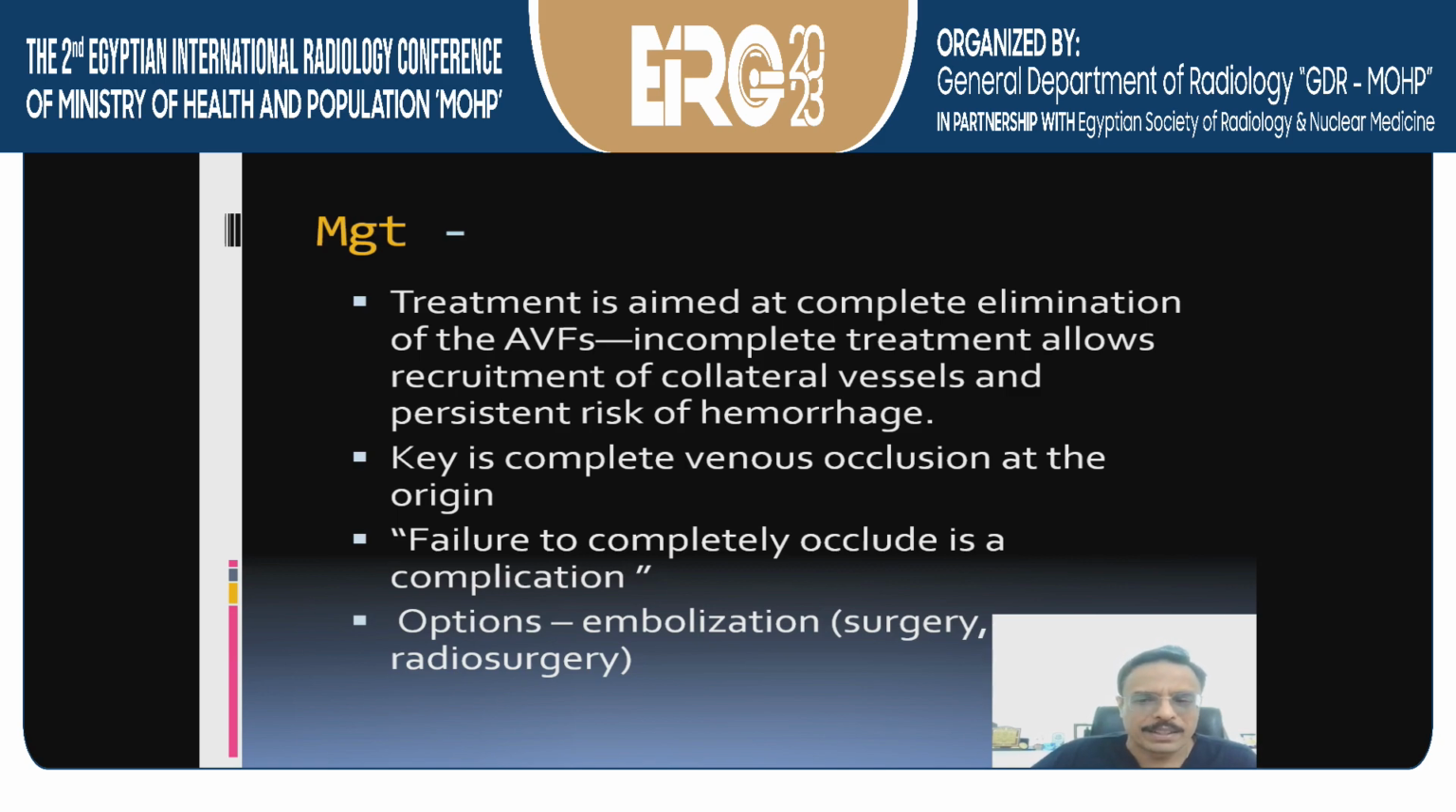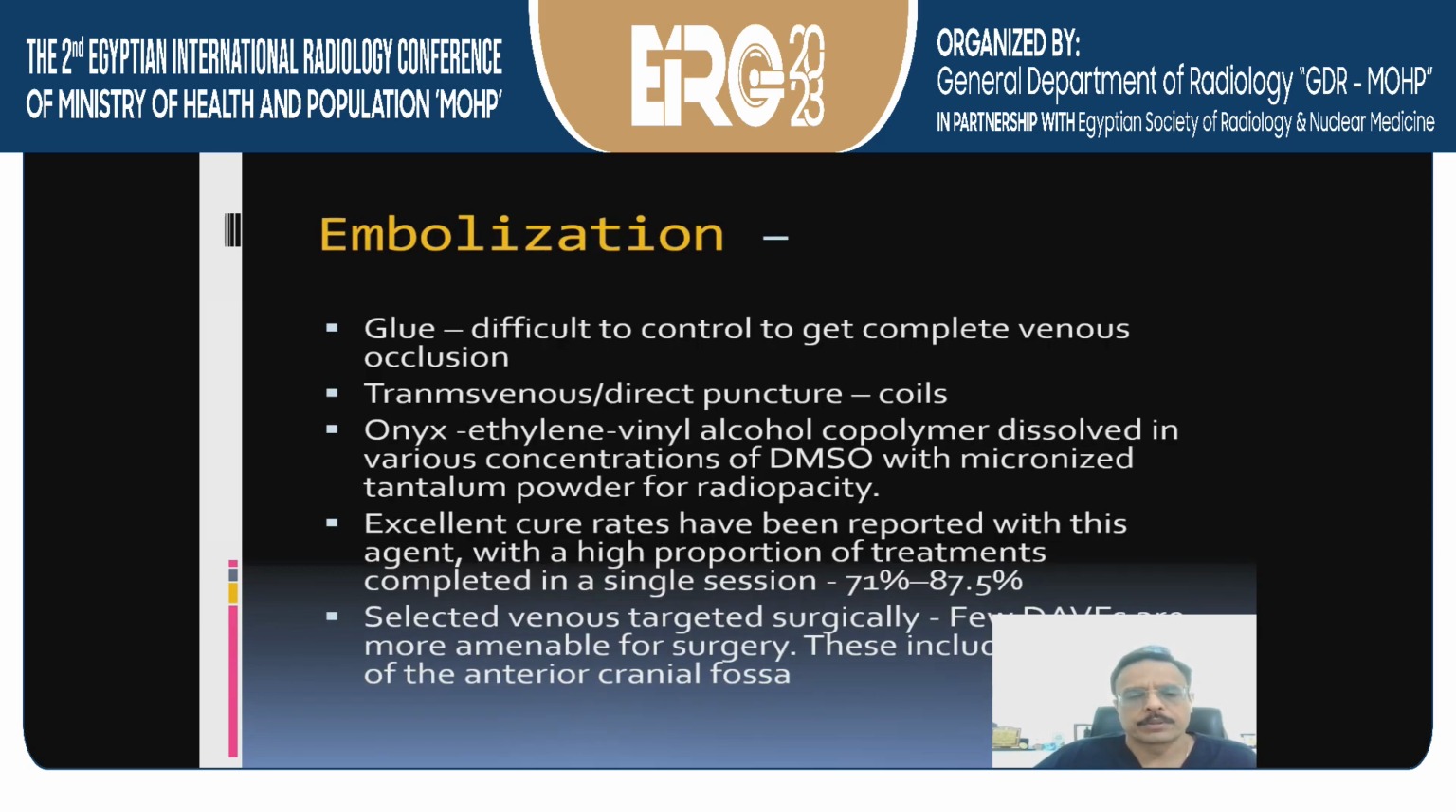I'm very clear that incomplete treatment leads to recurrence, collateral vessels and persistent risk of hemorrhage. One has to get complete venous occlusion in these patients. To me, a failure to completely occlude is a complication, because secondary procedures are more complicated. Repeat embolization is more complicated because you have lost your good access in these patients.